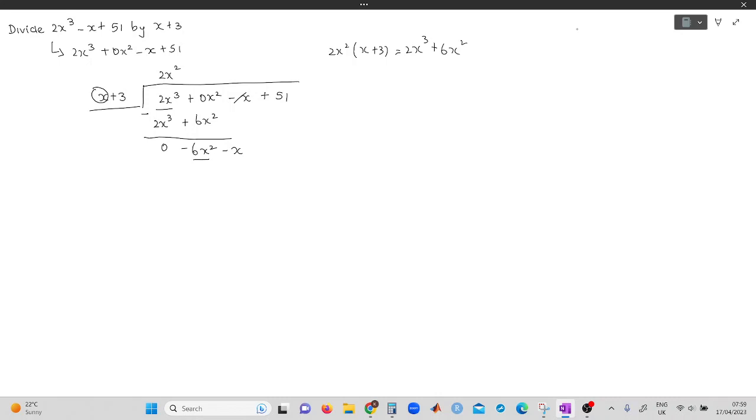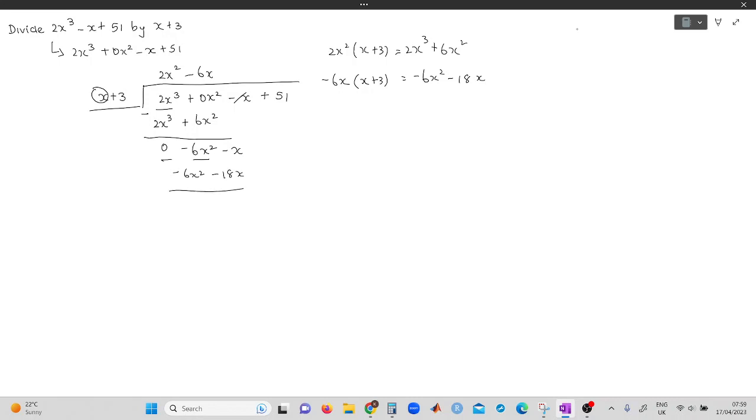So, first term here too, minus 6x squared divided by x gives me minus 6x. I multiply again by the dividing factor. So minus 6x multiplied by x gives minus 6x squared. Minus 6x multiplied by 3 gives me minus 18x. So I will write here minus 6x squared, minus 18x.